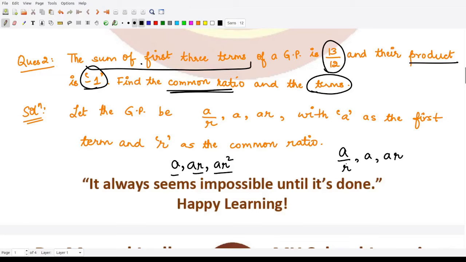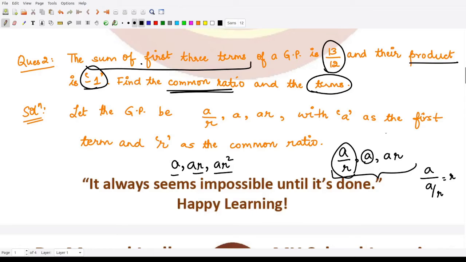So what we do instead is we choose the terms like this: a upon r, a and ar. Now notice that here the first term is this one, right? And if you see, we have all the 3 terms, they are in GP. Why? Because when you divide the second term by the first term, it would be a divided by a by r, so it would be r, right?